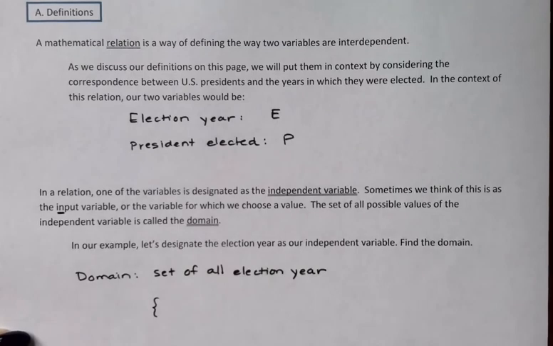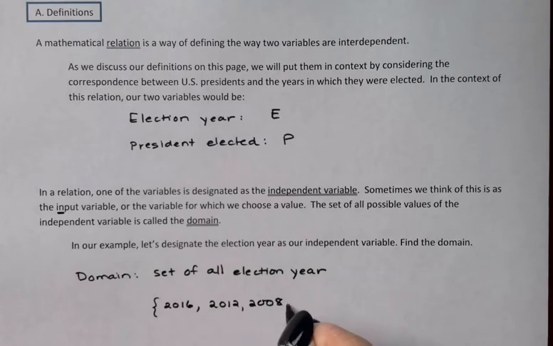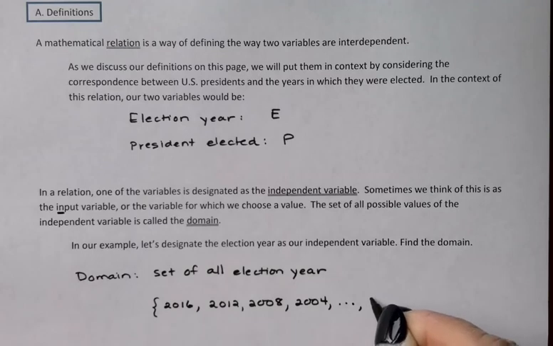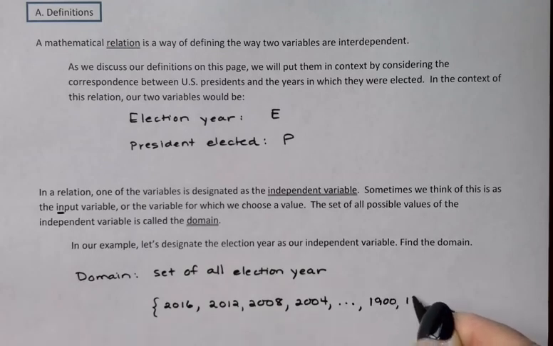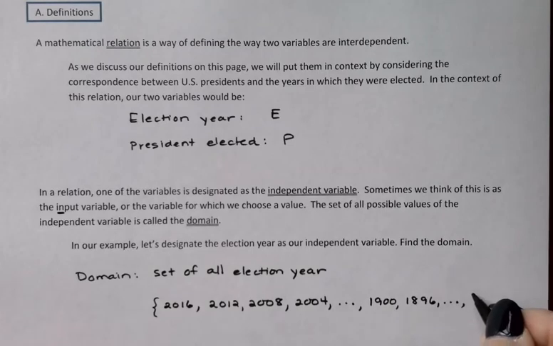And I'm going to have to admit that history is not my best subject, so I'm going to probably have to fudge just a little bit here. But I do know that the most recent election year would have been 2016. And if we go back to 2012, 2008, 2004, and so on, back to 1900, 1896, and so on, back to whatever the first election year really was. And I honestly don't know the answer to that, so I'm going to go with 1776, even though I think it was a little later than that. But that's the domain, the set of all possible input variables.